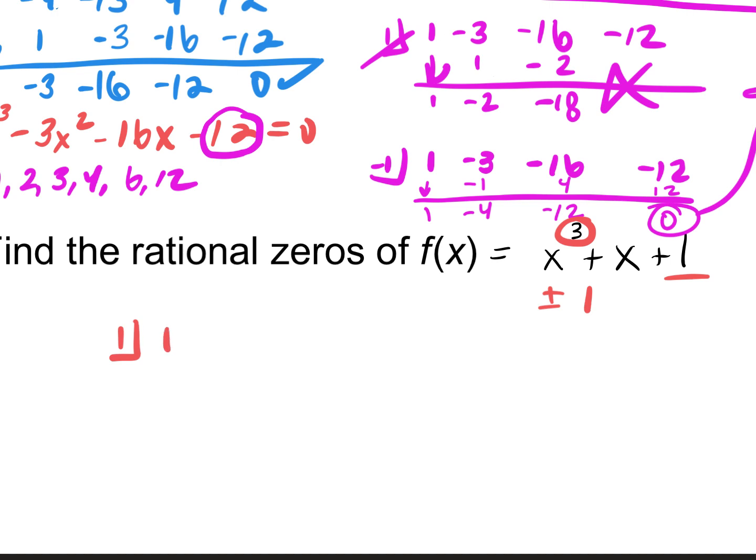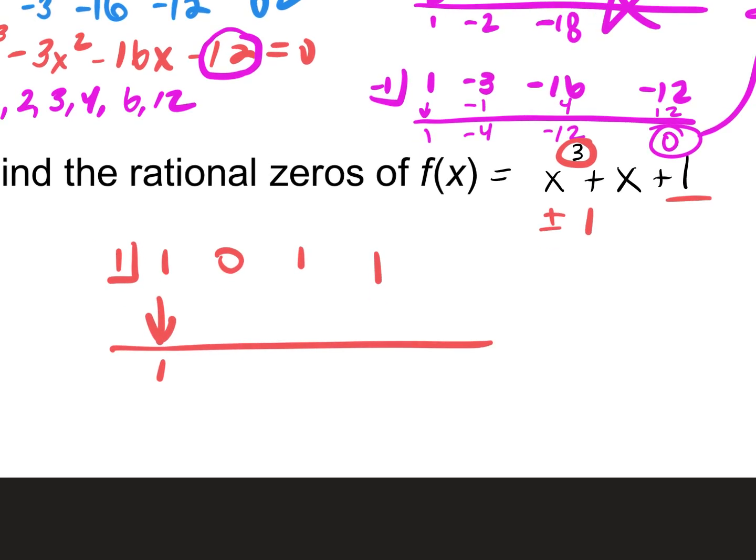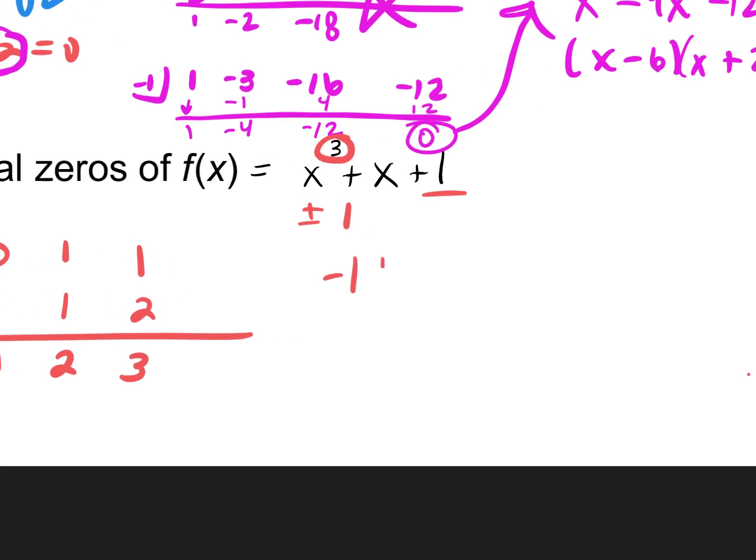What are the coefficients that I'm going to write out? 1, good, good, good. 0, 1, and 1. Perfect. So bring down the 1. 1 times 1 is 1, 0 and 1 is 1, 1 times 1 is 1, plus 1 is 2. 2 times 1 is 2, and 1 plus 2 is? Did that work? No. Okay, let's try negative 1.